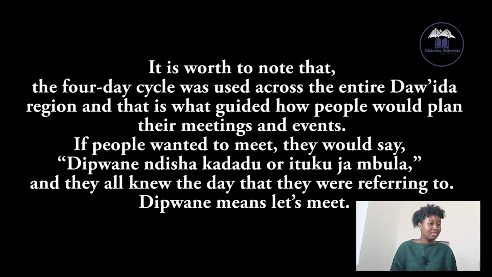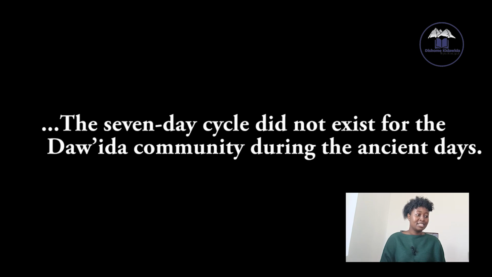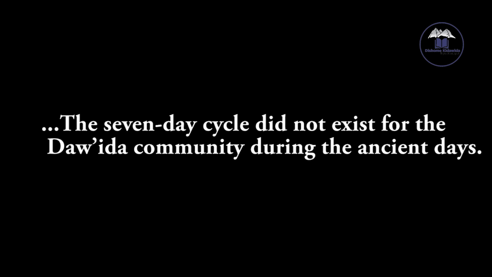Let's continue with the little write-up that I did. It's worth noting that the 4-day cycle was used across the entire Kidawida region, and that is what guided how people would plan their meetings and events. If people wanted to meet, they would say, Lipwane Ndisha Kadadu, or Ituku jambula, and they all knew the day they were referring to. Lipwane simply means let's meet. So the 7-day cycle did not exist for the Taita community during the ancient days. They only had the 4-day cycle. And I have not come across this in any other community. So in case you are from a different community and you had something similar to this, you can share with us so that we can learn together.